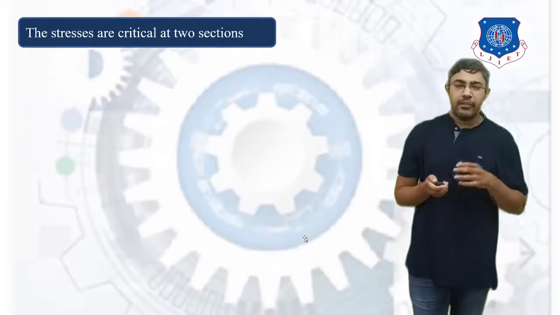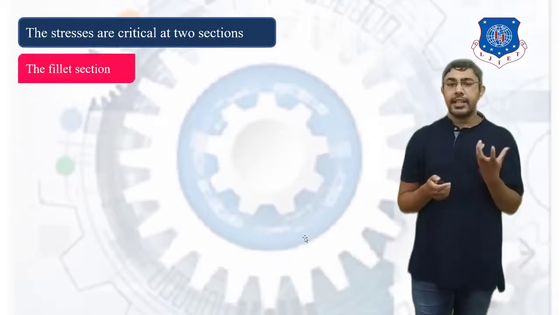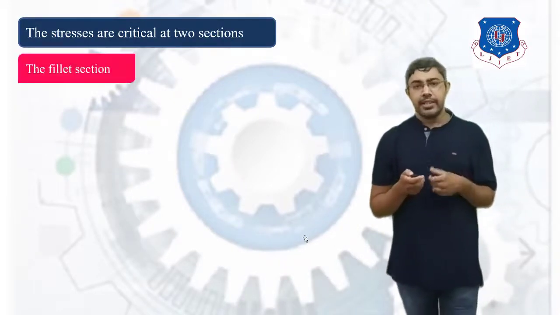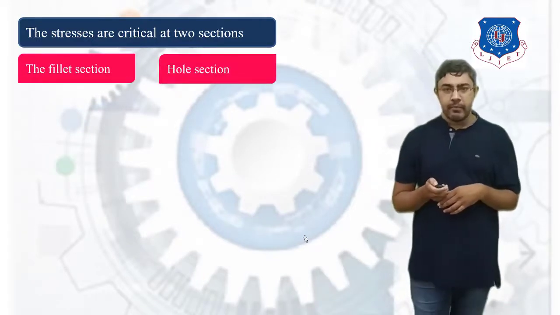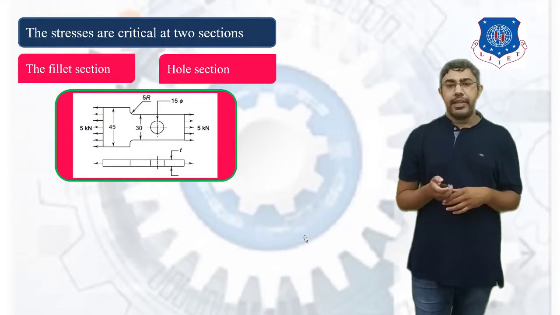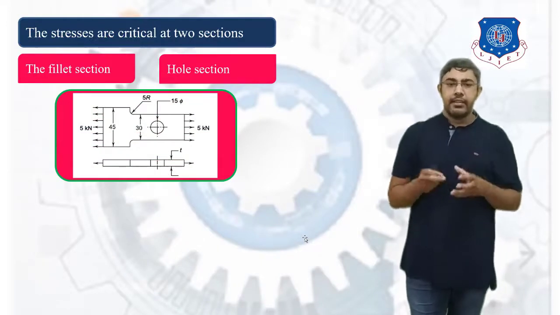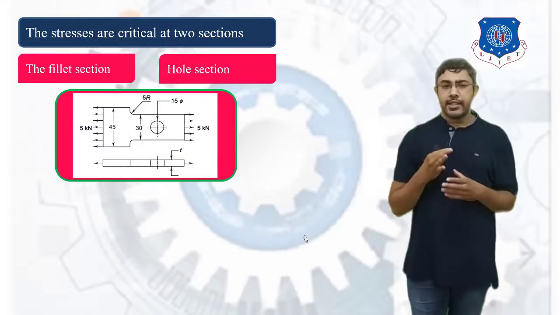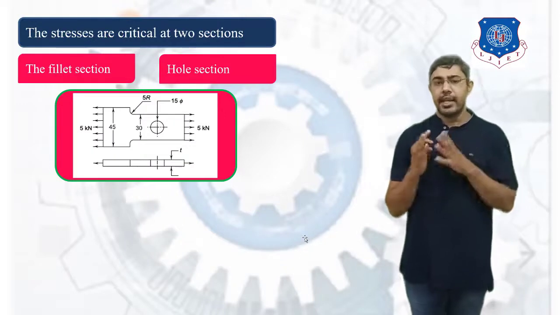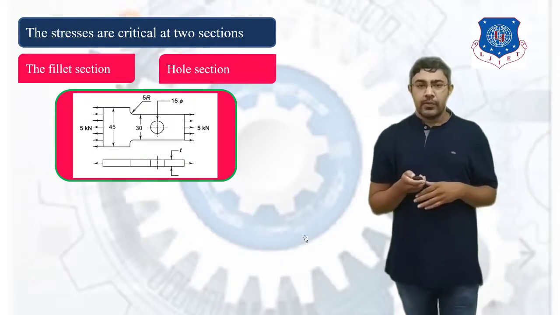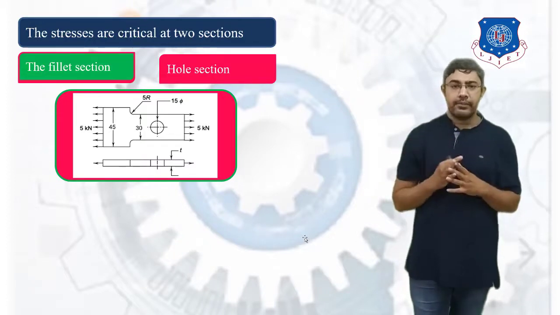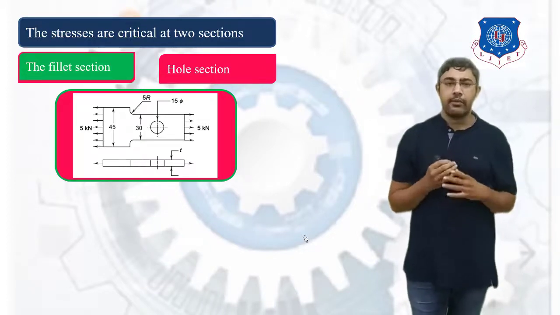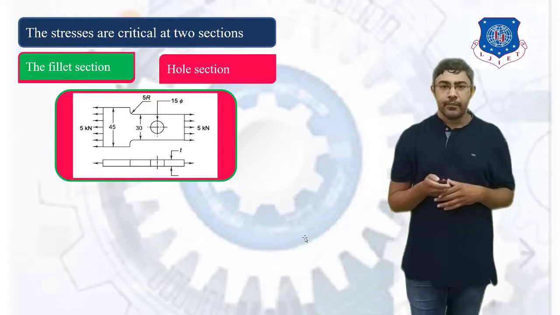Now, from the figure we know that stresses are critical at two sections: first the fillet section and second the hole section. According to the figure, stress concentration occurs at the fillet section and the hole section. So we have to calculate the stresses produced at the fillet section and the hole section. First is the fillet section.